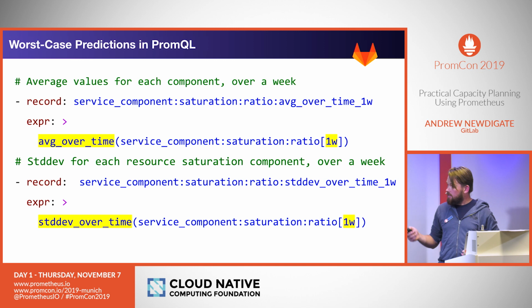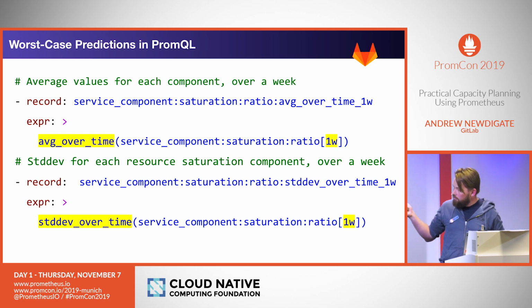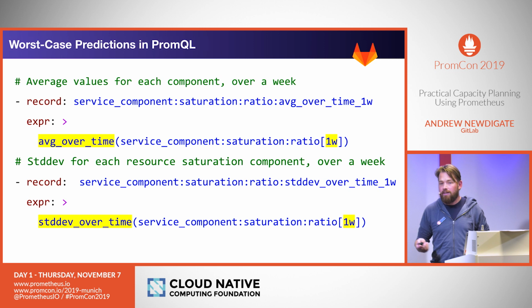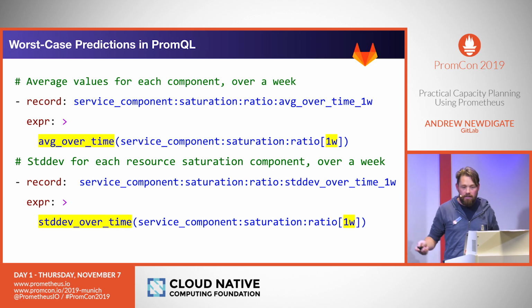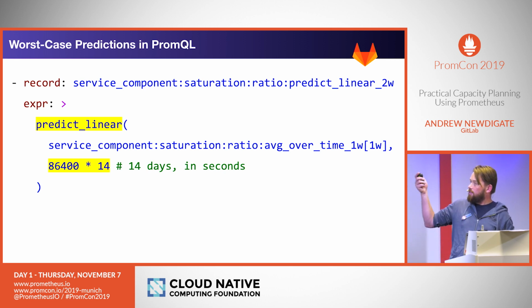So I'm going to skip through this pretty quickly, but we've got 3 recording rules that we use to do this. The first one gives us our 1 week trend. The second one gives us our standard deviation over a 1 week period. And then what we do is we take those and we plug them into a third recording rule, which gives us our linear prediction on the trend for 2 weeks, or for 14 days.